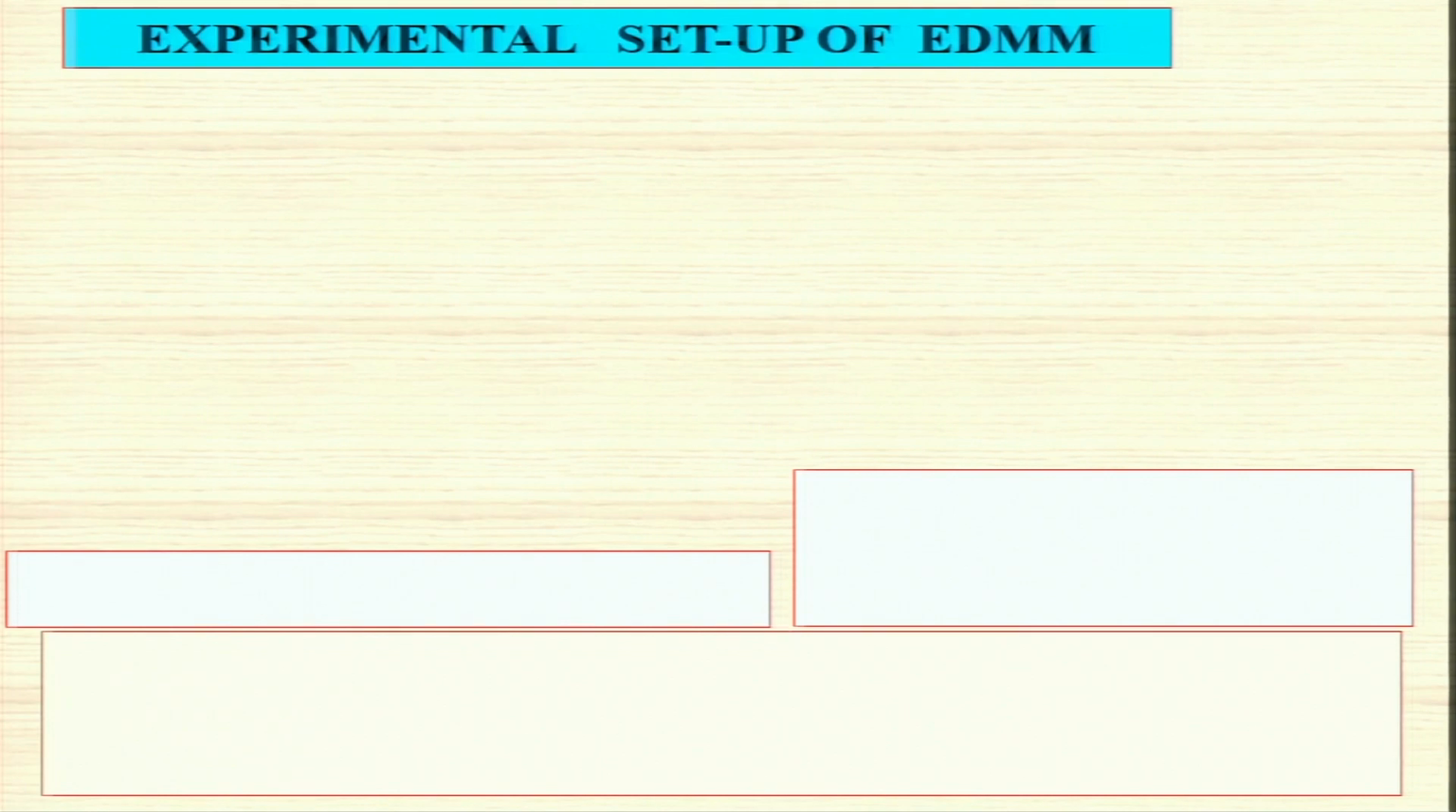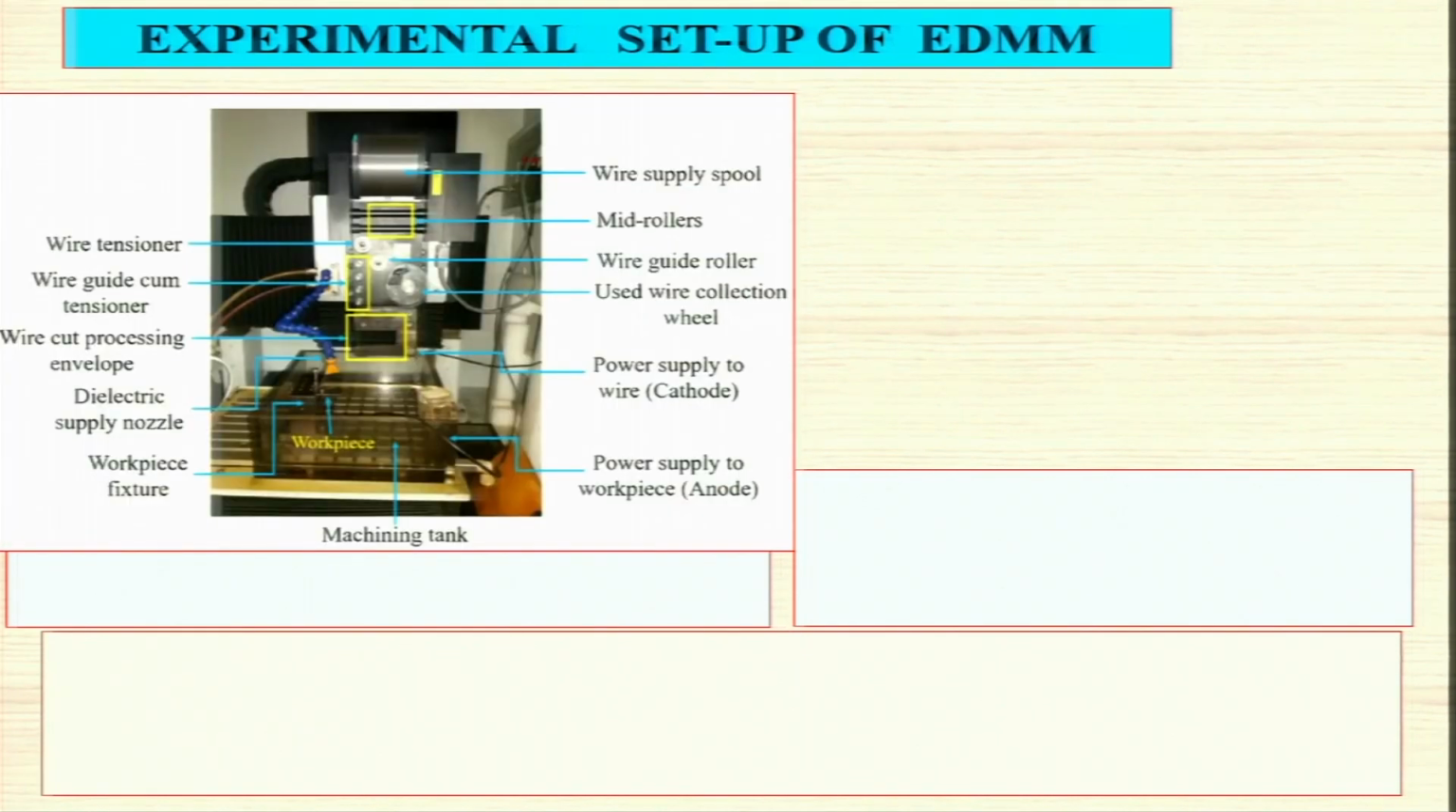Experimental setup for wire EDM and wire EDMM process. This is basically for the wire EDMM process. You can see different parts over here. This is the photographic view. Wire tensioner. Here wire is used and it has to be kept under proper tension. Otherwise, you are not going to get proper surface finish and tolerances, and also sparking may take place, which will damage both workpiece as well as wire. Wire cut processing envelope, here wire cutting is taking place. Dielectric supply nozzle is here that you can see. Then workpiece fixture is here, and here is the workpiece.